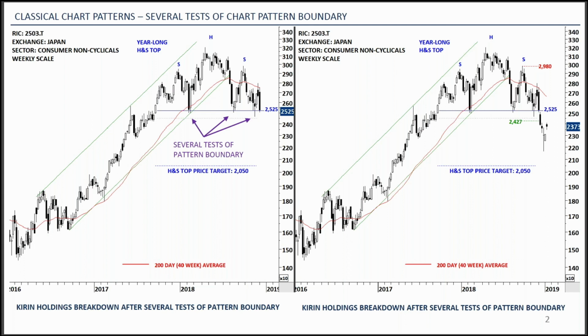So that is why we want to see, before a breakout takes place or a breakdown takes place, several tests of the chart pattern boundary. So 1, 2, 3, 4 tests, and then after the 4th test, the breakdown takes place. So this is the concept of looking for several tests of chart pattern boundary, and that's the idea behind it, to understand that actually a supply and demand area is present around that level that we're looking at.